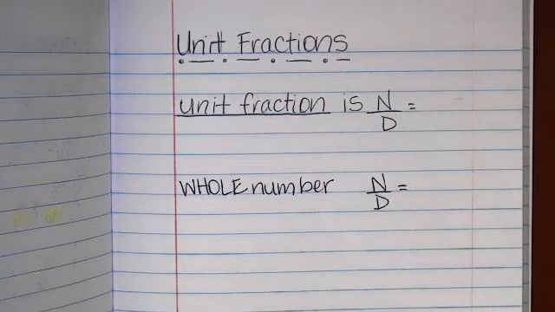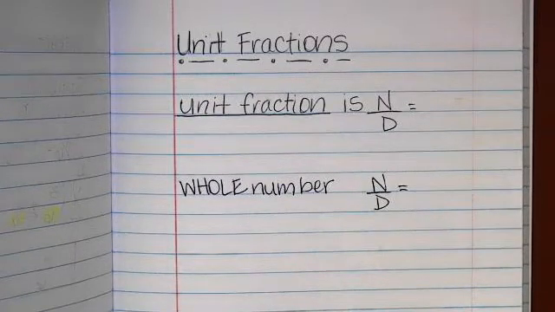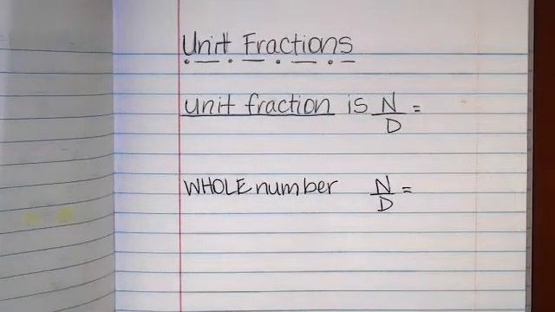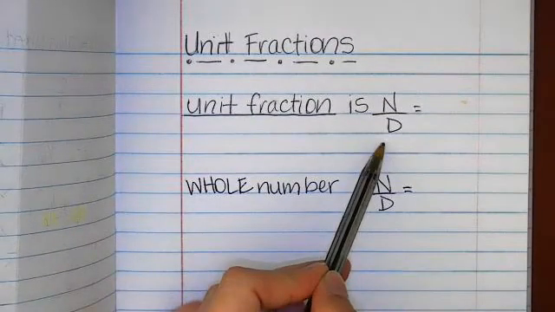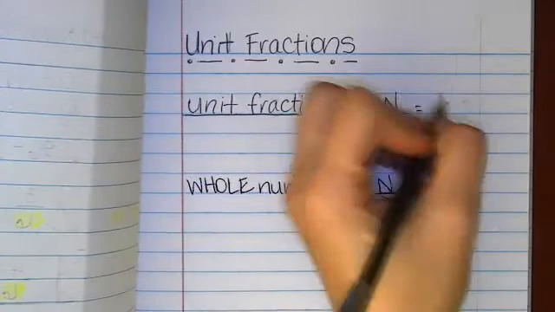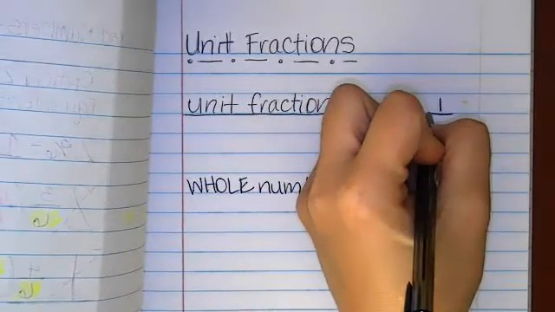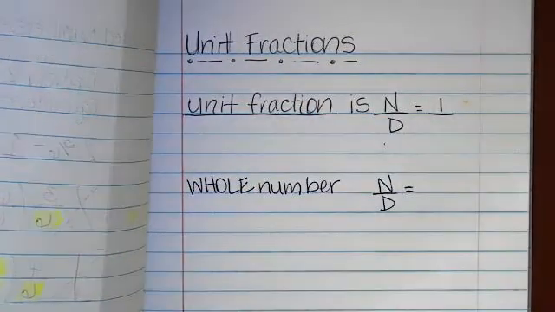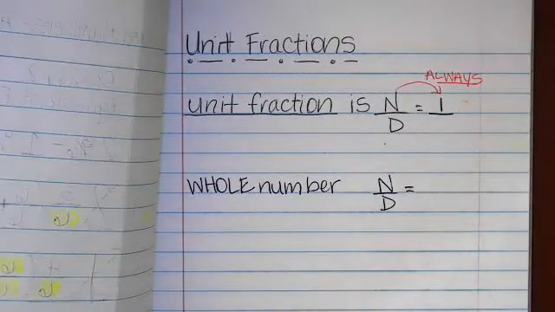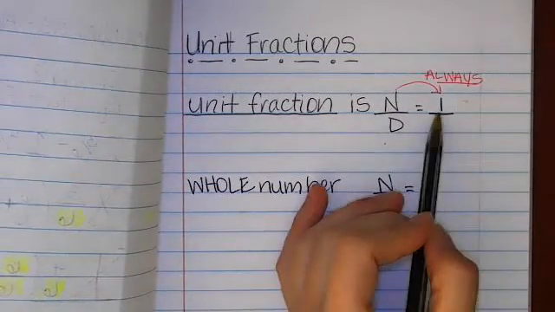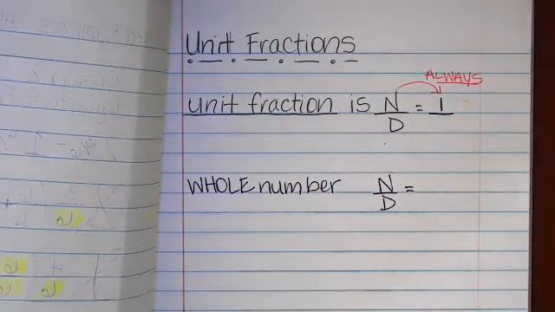Hello, fourth graders. It's Miss Leon, and today we are going to learn about unit fractions, whole numbers, and how to multiply the two together. A unit fraction, as we all know, when we talk about fractions, there is a numerator and a denominator. A unit fraction is a fraction that always has a 1 in the numerator. That is what makes it a unit fraction.